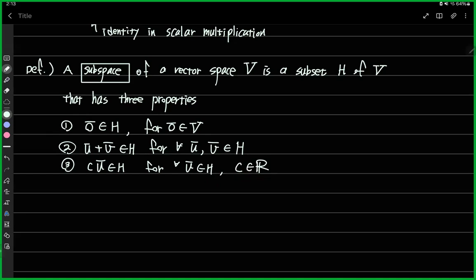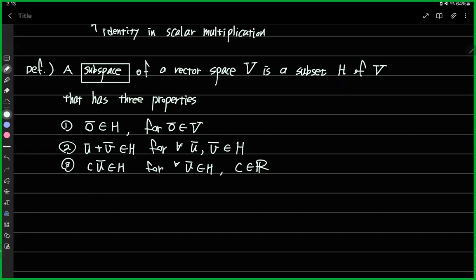So basically, in order for a subset H of vector space V to be a subspace, the zero vector must be in that subset H, and then the addition and the scalar multiplication must be satisfied. This is addition, right? This is scalar multiplication, right? Then that subset H must be a subspace.